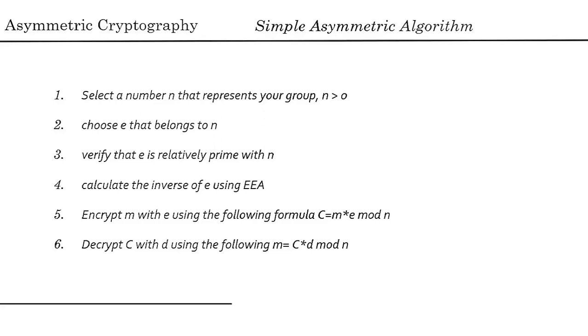We first select a number that represents our group and should be bigger than 0. Then we choose e that belongs to n. We verify that e is relatively prime with n. We calculate the inverse of e using the extended Euclidean algorithm, and we encrypt m with e using the encryption formula c is equal to m times e mod n. We decrypt c using the private key, using the decryption formula, which is m, the message, is equal to the ciphered message times the private key mod n.